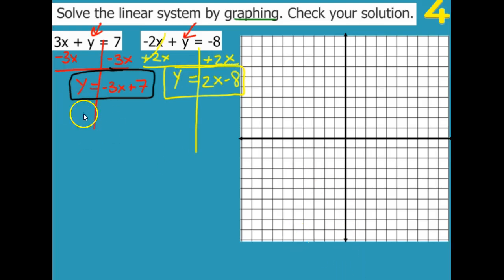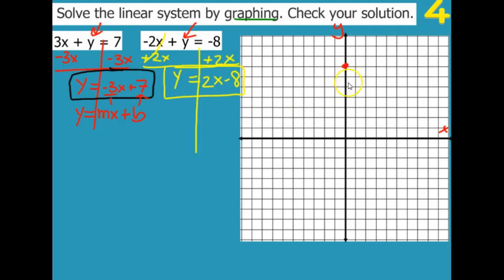So I'm going to start by graphing this one in the form y equals mx plus b, because we have y by itself. So here's y, here's x. So we're going to begin our graph at 7. So up 1, 2, 3, 4, 5, 6, 7 on our y-axis, our y-intercept. And our slope m is negative 3, or as a fraction, negative 3 over 1.